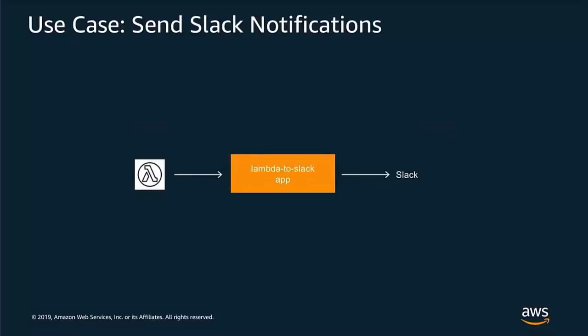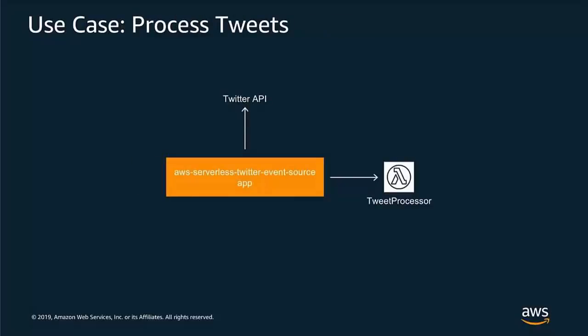Another use case is integrations with third-party apps. So you can have an app that presents a Lambda function that allows you to send messages to a Slack channel, for example. Another use case is, for example, processing tweets. So you can use an app that connects with the Twitter API and then performs a search against Twitter and then invokes your Lambda function to perform whatever processing you'd like to do on the results of that Twitter search.